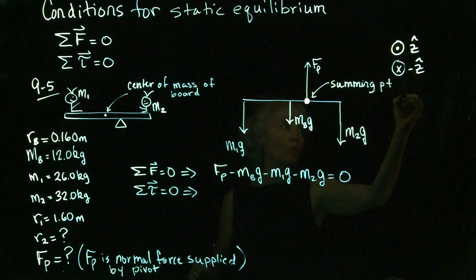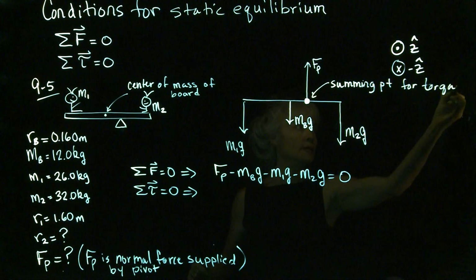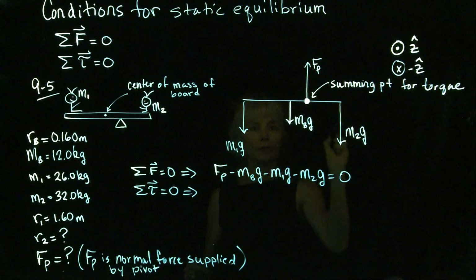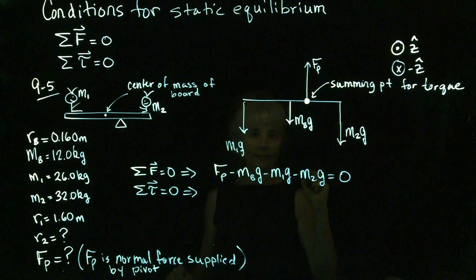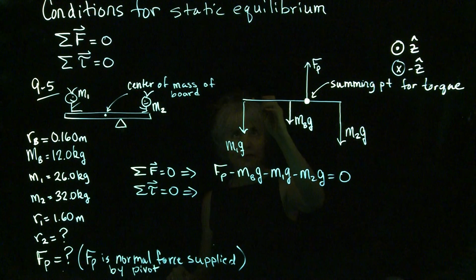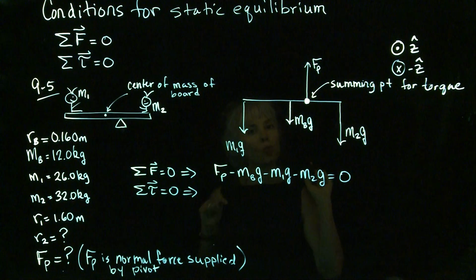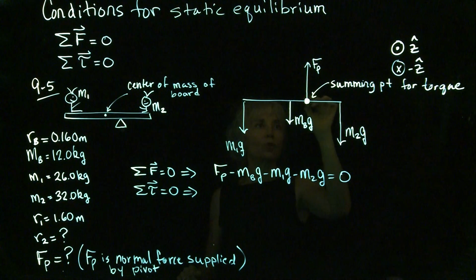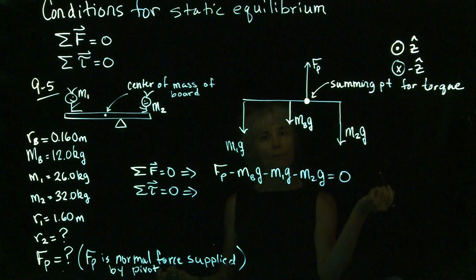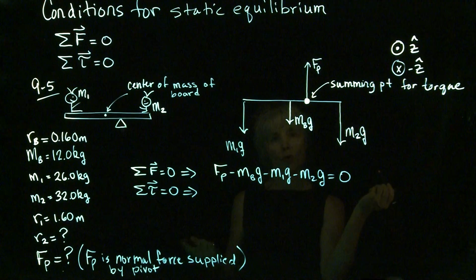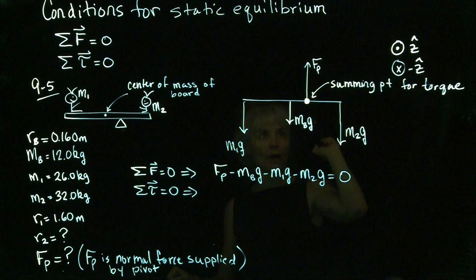You can pick any point you would like to sum your torques about, because the sum of the torques about every single point on this board must be 0, or else this board will not be in static equilibrium. So we could pick this point, this point, this point. We can pick any point we want, but it's wise to pick a point where a force lies to eliminate that force from your equation, making it a little bit more straightforward to solve.